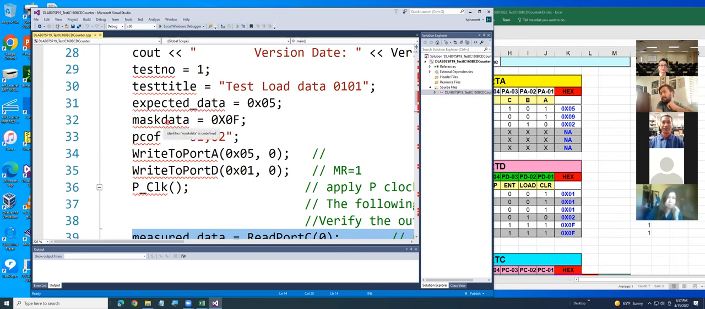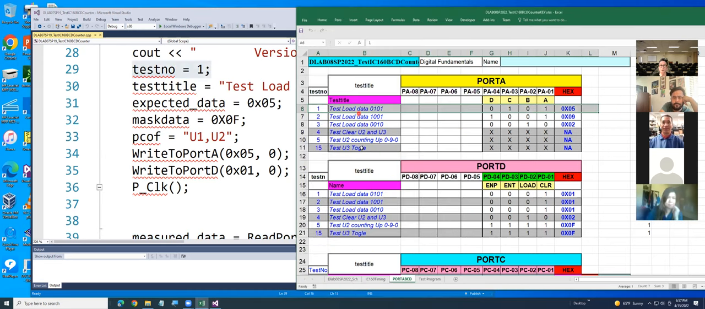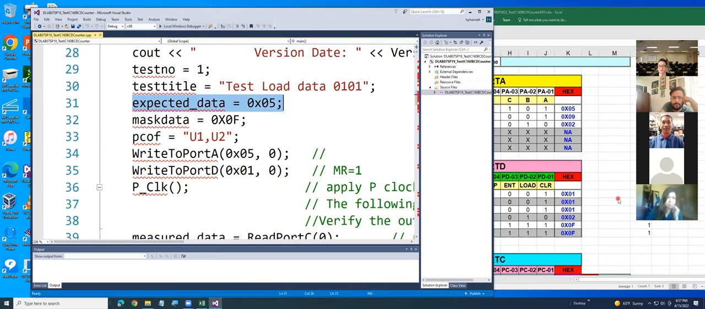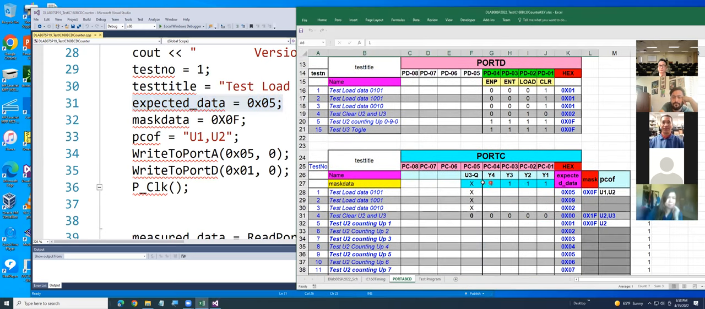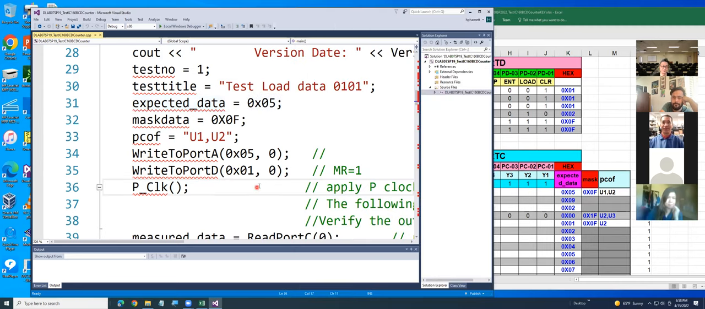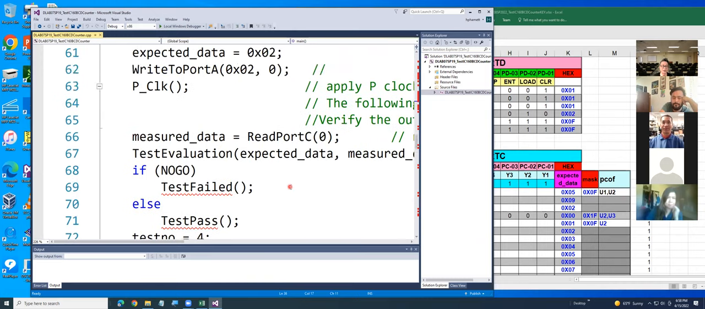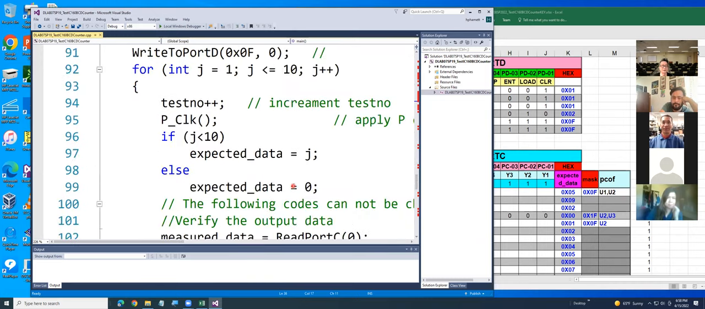So now every test will have a test number and the title. This is the title I give to you. Expect data from port C. You can see that one here. Expect data will be 05, mask data will be 0F, PCOP U1, U2. And if you understand, looking into port A, B, C, D, you are able to convert it into the software. Now I only want to talk about the loop. Okay, this is the loop.